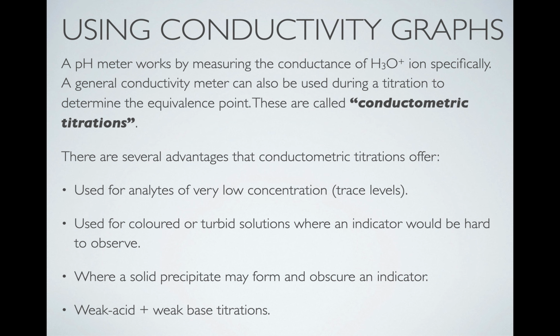Okay, sometimes when you're adding an acid to a base, you can get a solid precipitate forming, and that could also obscure our indicator and stop us from seeing that endpoint. Okay, and the fourth option there is when you've got a weak acid, weak base, when you've got no other choice that you need to do a weak one, you can do it with a conductometric titration.